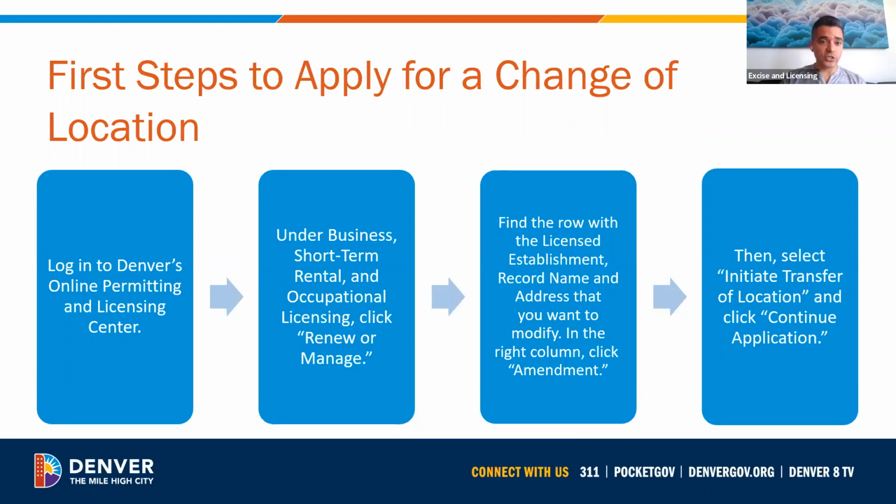You're going to see this in just a few minutes, but the first steps to apply for a change of location, you log in to Denver's Online Permitting and Licensing Center. Under Business, Short-Term Rental and Occupational Licensing, you'll click Renew or Manage. You find the row with the licensed establishment record name and address you want to modify. And in the right column, you click Amendment. Then you select Initiate Transfer of Location and click Continue Application.